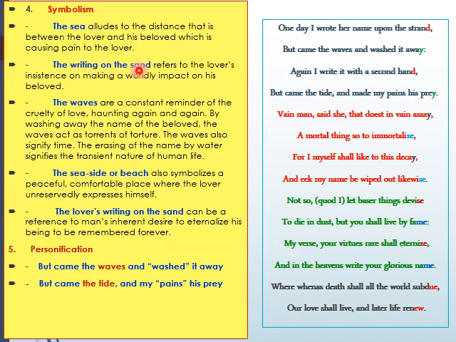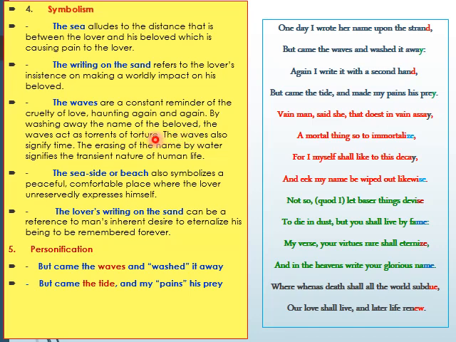The writing on the sand refers to the lover's insistence on making a worldly impact on the beloved. The waves are a constant reminder of the cruelty of love, haunting again and again. Whenever the wave comes it erases the name, that is, it erases the love between them and causes pain. By washing away the name of the beloved, the waves act as a torrent of torture.